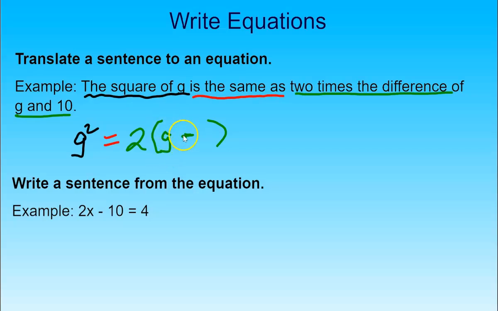G and 10. Now the order does matter here. So make sure it is g minus 10. If it was the difference of 10 and g, then I would put 10 minus g. So they're always going to put the correct order in there. You would just have to keep it when you write your equation. So now my equation would be g squared equals 2 times g minus 10, which is pretty much the same as what I have written as a sentence.